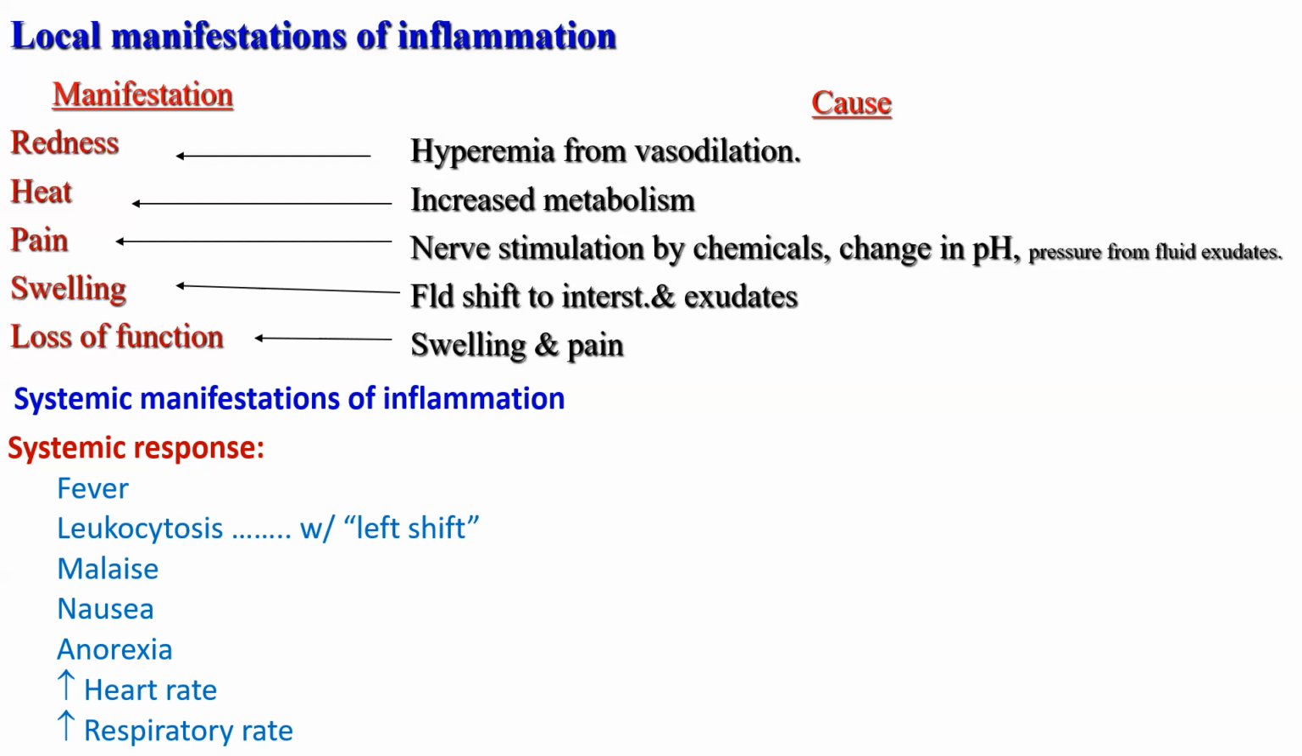The systemic responses include fever, leukocytosis, which is increased white blood cell production, in which there is a phenomenon called the left shift, or shift to the left phenomenon, malaise, nausea, anorexia, tachycardia, increased heart rate, and tachypnea, increased respiratory rate.